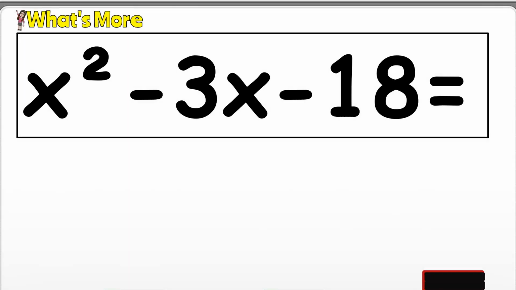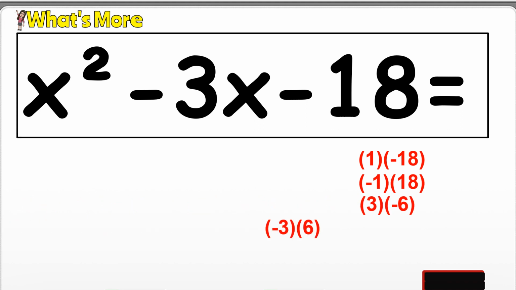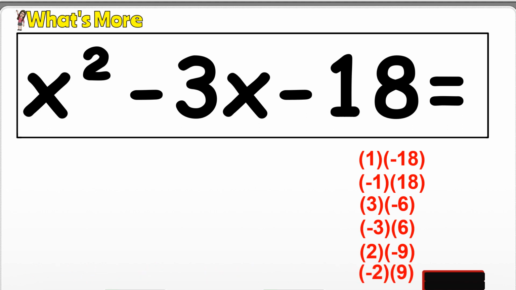How about if we have x squared minus 3x minus 18? You list all the factors of negative 18, no? Okay, so we have 1 times negative 18, negative 1 times 18, 3 times negative 6, negative 3 times 6, 2 times negative 9, and negative 2 times 9.